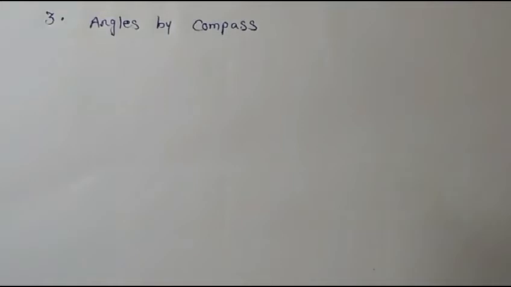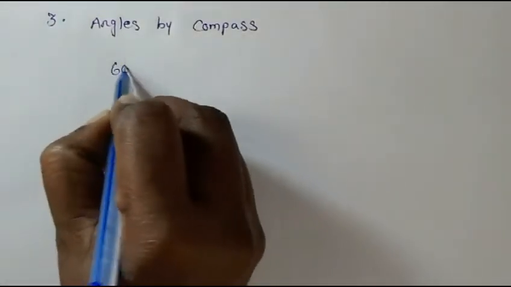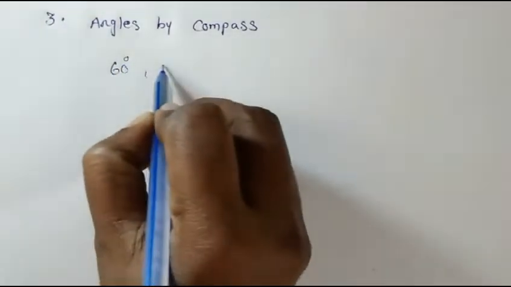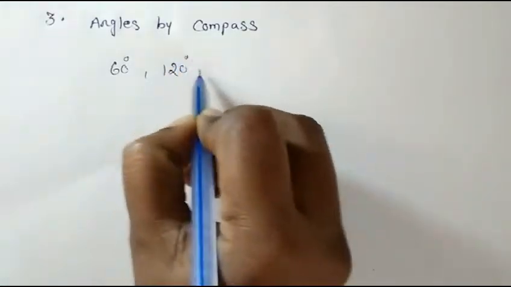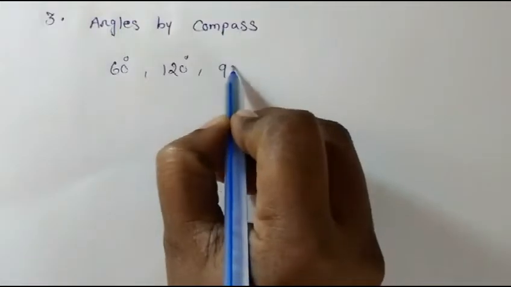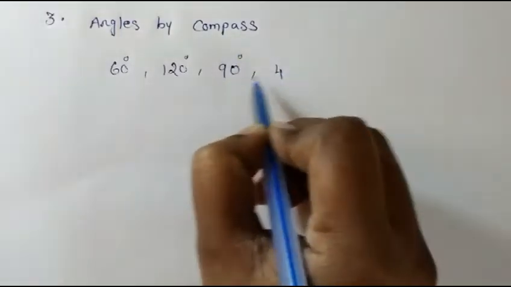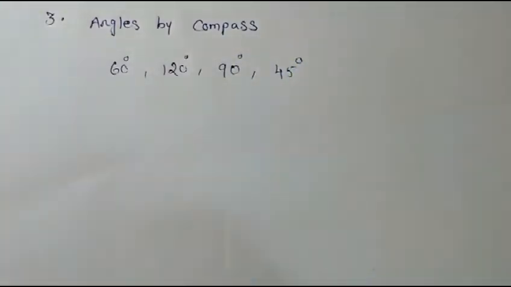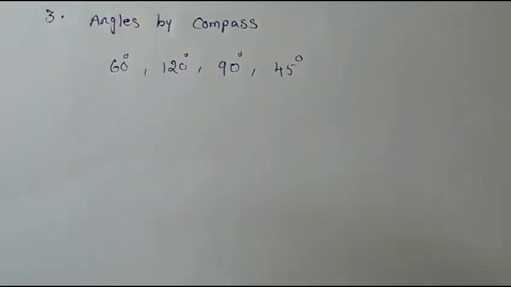So, angles by compass. Here we can see how to make a 60 degree, 120, then after 60, 120, when we divide this we will get 90, then when you divide 90 you will get 45. So let's see how to draw the angles.